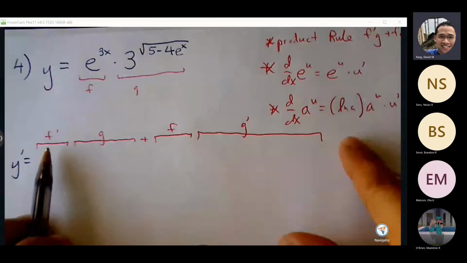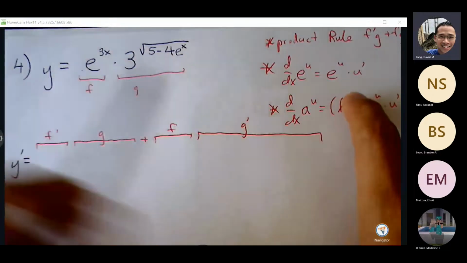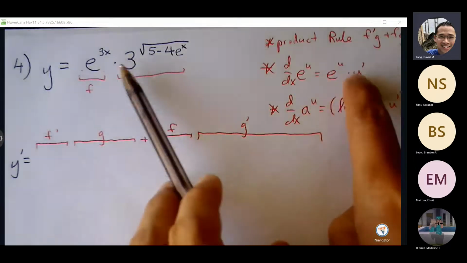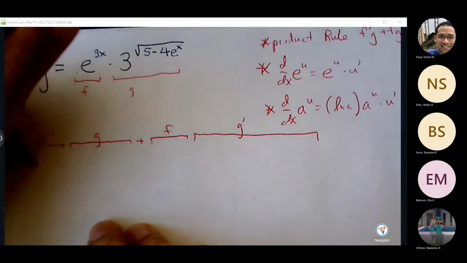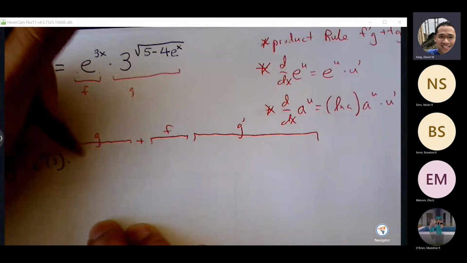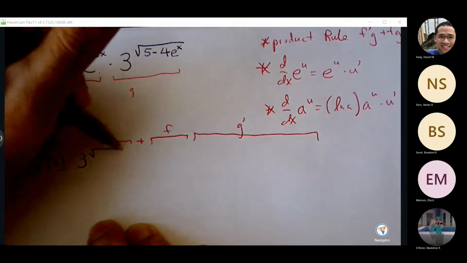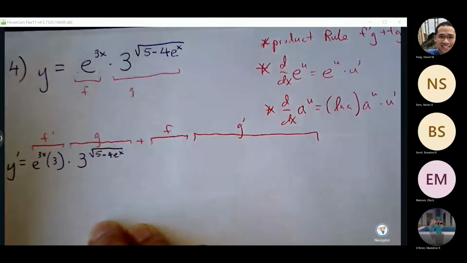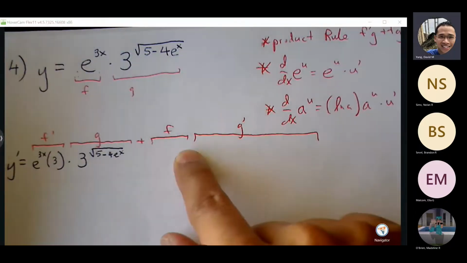Okay, so for f prime, I have to take care of the derivative of e to the 3x. So I go to my rule here, e to the u times u prime, so e to the 3x times 3. All right, g function, no changes. All right, back to f.